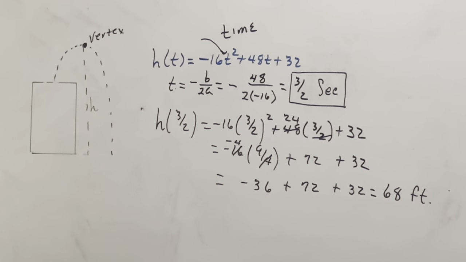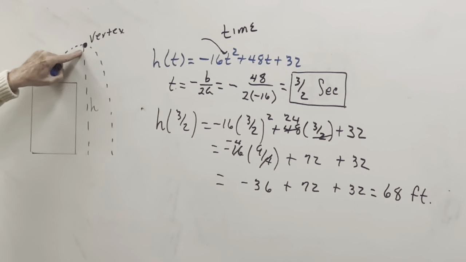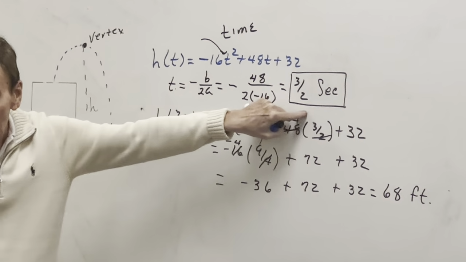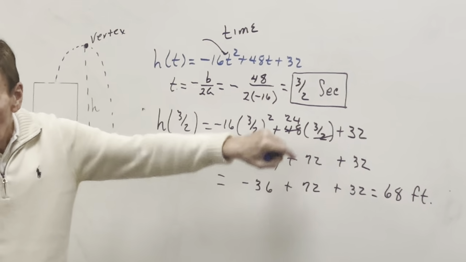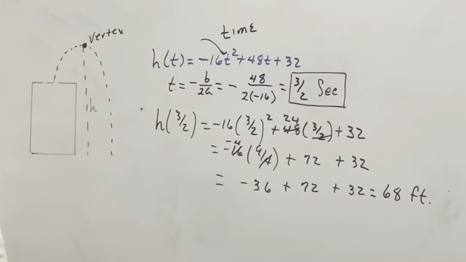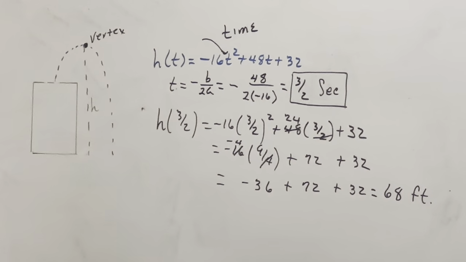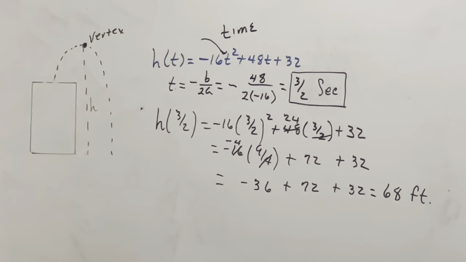So what's the highest it's going to go in the air from the ground? 68 feet. How long after it's released from the top of that building will that happen? 1 1/2 seconds. Oh, right. Exactly. Make sense, guys? 1 1/2 seconds, 68 feet, and we answer that question in no time.